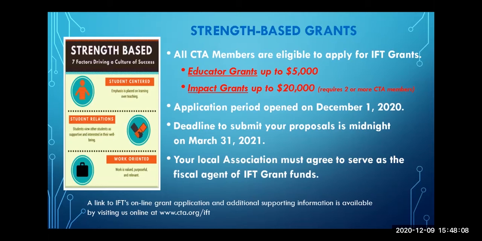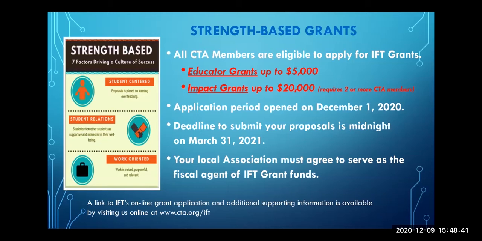So, strength-based grants. All CTA members are eligible to apply for the IFT grants, and there are basically two types of grants. One of them is the educator grant, and that goes up to $5,000. The other is the impact grant, and that goes up to $20,000. The $20,000 grant requires 2 or more CTA members. Now, in order to apply for any of these, because it is dues dollars that we're using, we need to make sure that the individual applying is a CTA member.